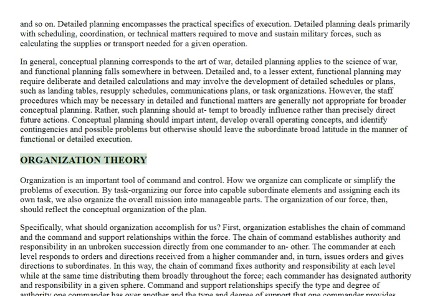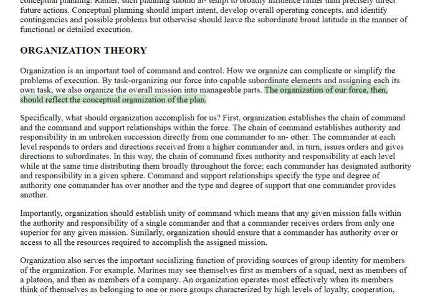Organization theory. Organization is an important tool of command and control. How we organize can complicate or simplify the problems of execution. By task organizing our force into capable subordinate elements and assigning each its own task, we also organize the overall mission into manageable parts. The organization of our force, then, should reflect the conceptual organization of a plan.